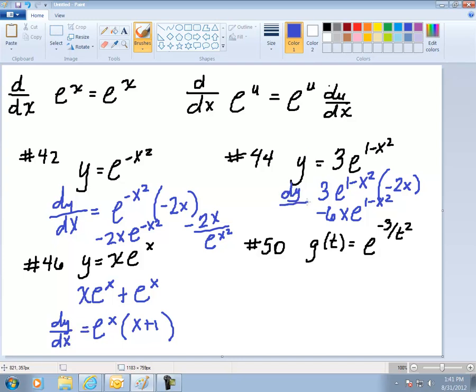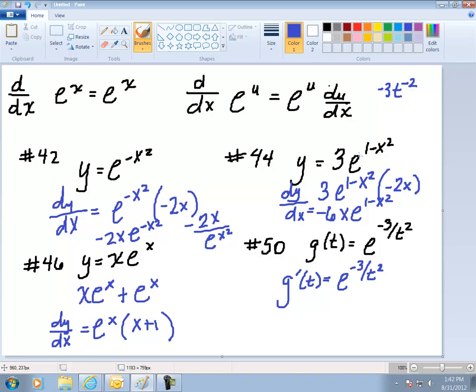Forgive my sloppiness, I should be writing dy ds. Okay, now I want to take the derivative of e to the minus 3 over t squared. Again, the same rules. The derivative of g of t is going to be, again, e to the u, so I'm just going to write it as is, minus 3 over t squared. Now you might want to rewrite this and think of it as minus 3t to the minus 2, just so you can do the math a little simpler, right?